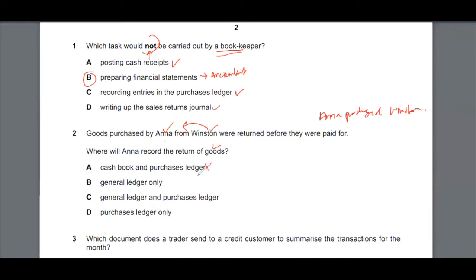No, this is an incorrect option. The cash book has nothing to do here. The purchases ledger is correct, but the cash book has nothing to do with it. Journal and ledger only: this is partly correct, but it's not going to be the journal and ledger only, so it's actually wrong. Option C, journal and purchases ledger, yes. This entry will be recorded in the journal and the purchases ledger. So the correct answer to multiple choice 2 is option C.